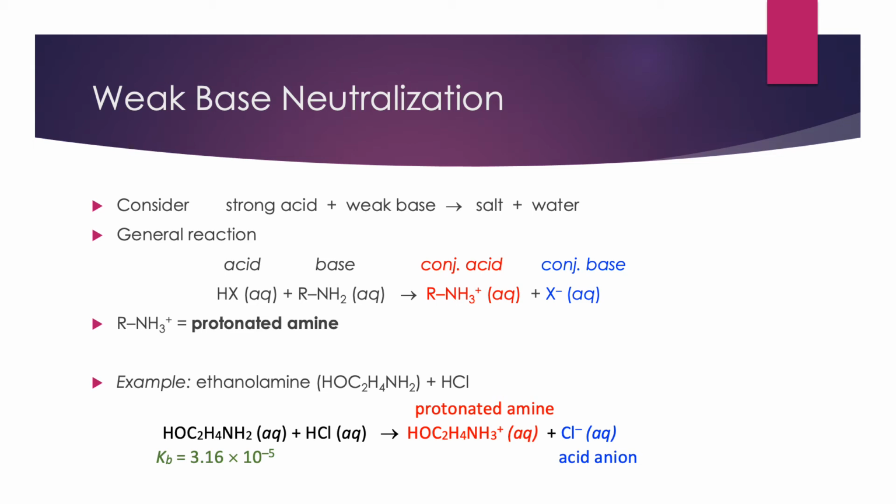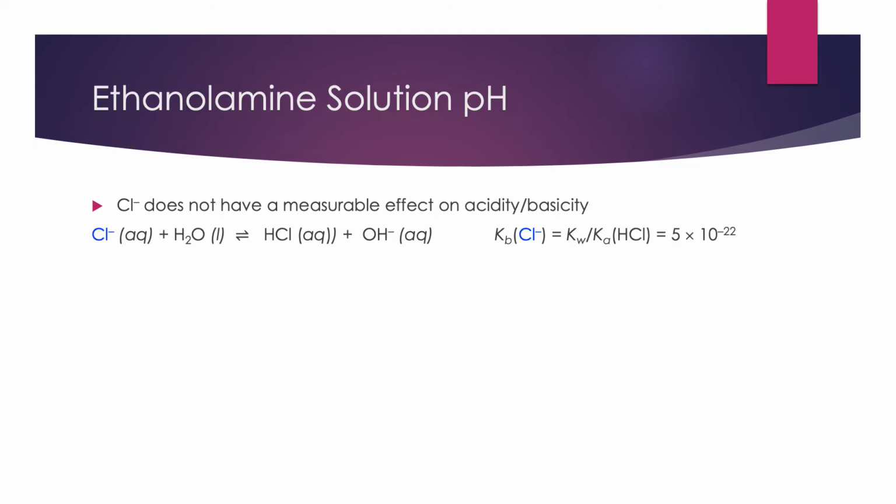These things will combine to form the protonated ethanolamine, which is HO-C2H4-NH3+, and the acid anion, which in the case of hydrochloric acid is just the chloride ion. Now, as we found before with the strong base, the chloride ion does not have a measurable effect on acidity or basicity, and this is why sodium chloride, for example, is not going to make an acidic or basic solution when you put it in. It's not going to taste good if you make salt water, but it's not going to be acidic or basic.